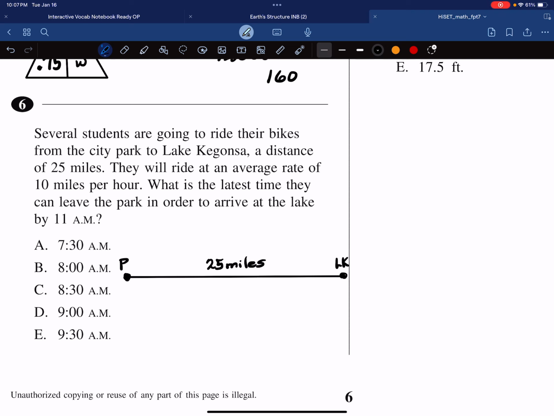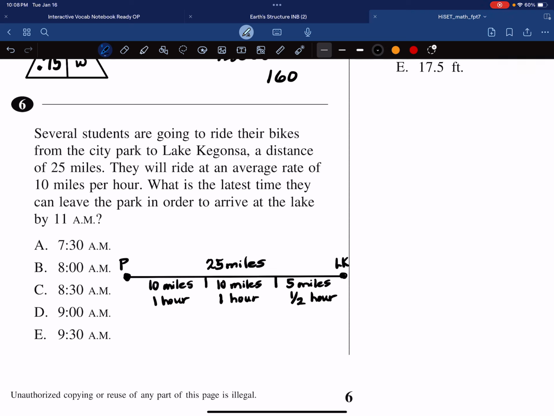And riding at 10 miles an hour, that means that in 1 hour, they could cover 10 miles. This is 1 hour. And then in another hour, they would do another 10 miles. That's 20 miles. That's 1 hour. And then that last 5 miles, pretend this is to scale, is not going to take a whole hour. It's only going to take a half an hour. Because they're riding at 10 miles an hour, the trip will take 2.5 hours.